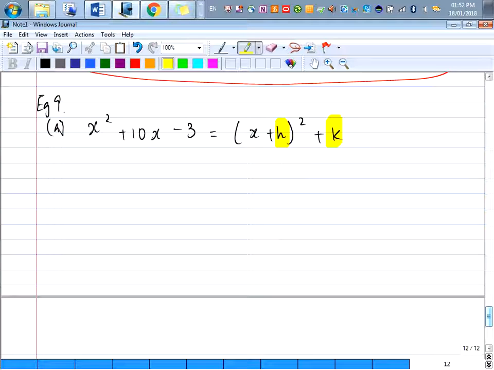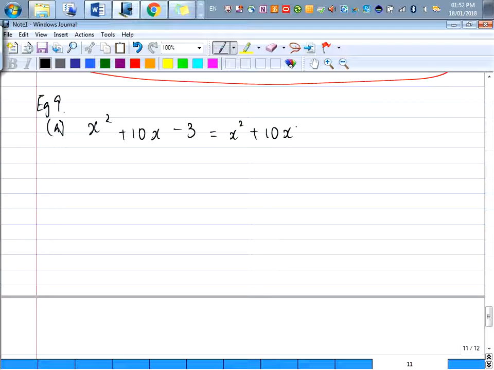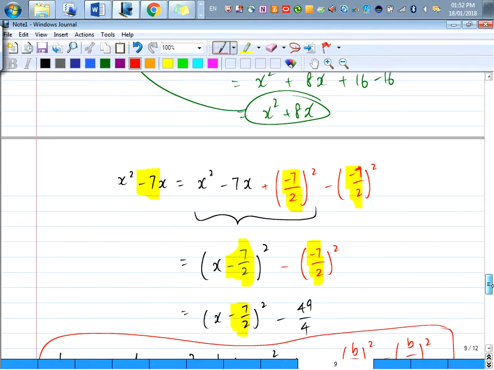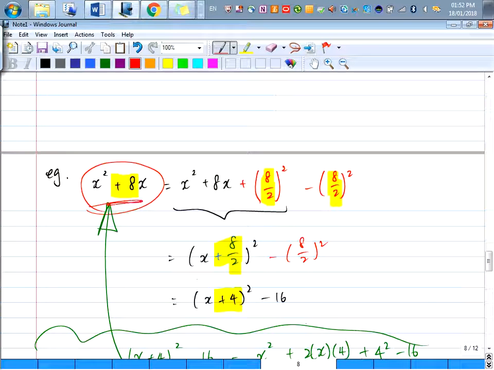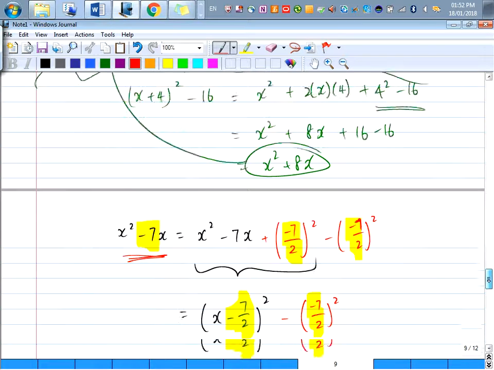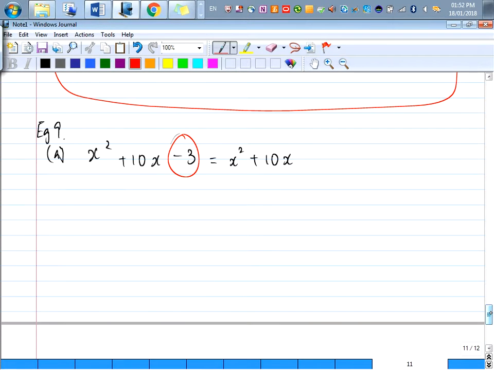Okay, so completing a square, x squared plus 10x. Hey, what about this negative 3 over here? Remember in our previous examples, we always have 2 terms only, x squared plus or minus something x. Right now in our question, they gave you another constant, minus 3. How? Don't worry. Let us just put it at the back.